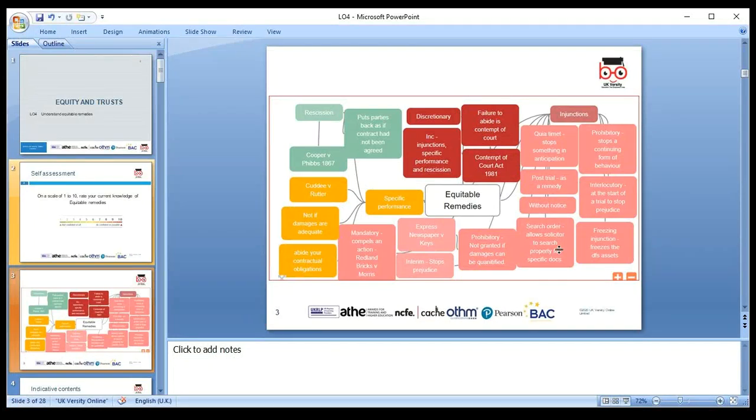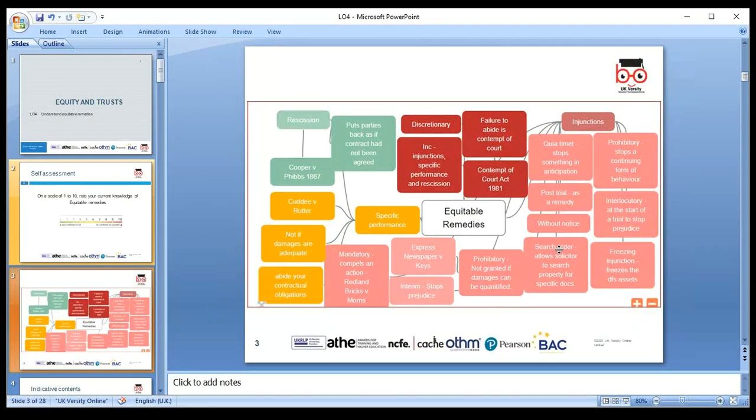Then I included a mind map. This mind map explains what equitable remedies are. We discussed that equity means capital or properties. Equitable remedies are the remedies regarding trusts and their issues, which we will go through further. You will see discretion in remedy, injunction, specific performance and decisions. We discussed failure to abide, contempt of court.